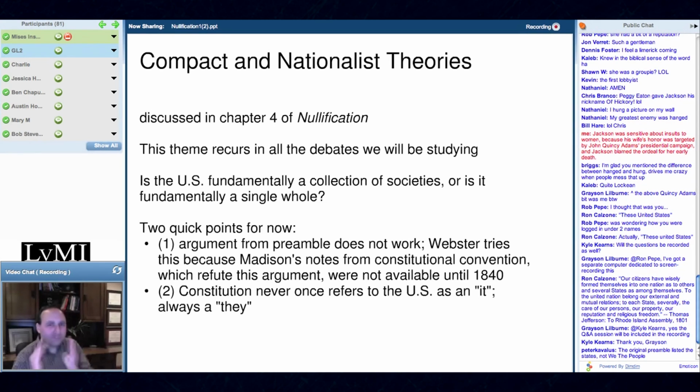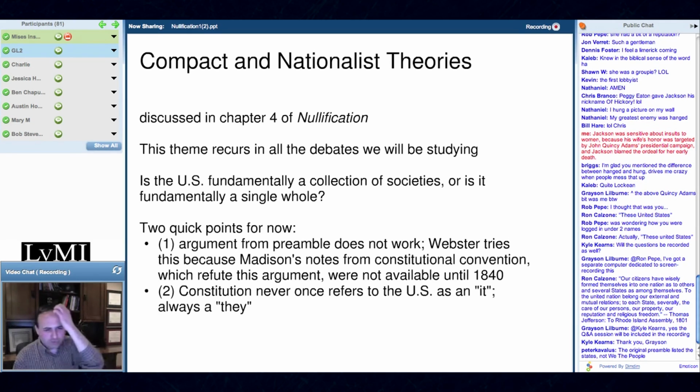And so if a state were to nullify a federal law, in the nationalist view, what's actually happening here is it's just an arbitrary group of individuals refusing to abide by what the whole people have said is their will. We can't have that. That's unjustifiable insubordination.